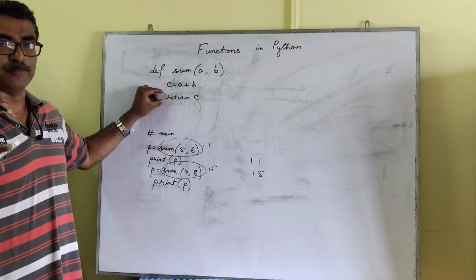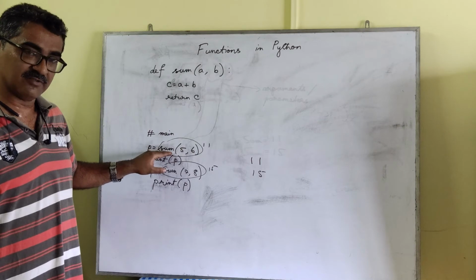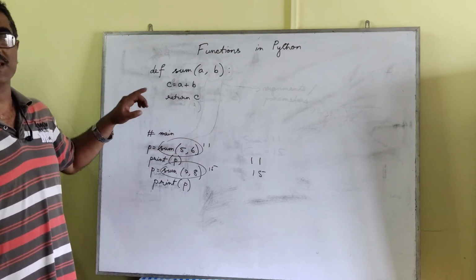That means return has two purposes. Return is going to return a value to the place wherever it was invoked, the function was invoked, and also it is used to exit from a function.